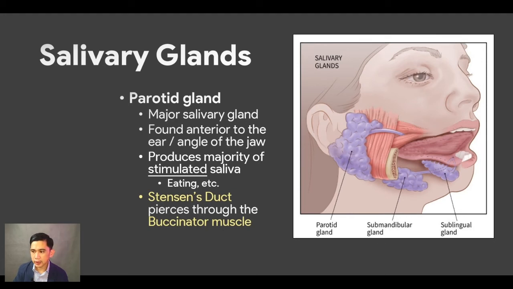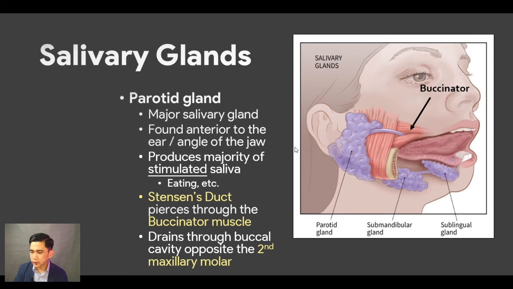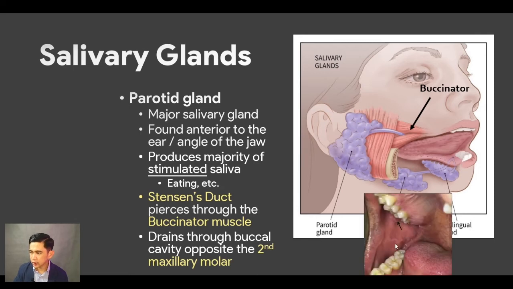The parotid gland produces saliva and it transports the saliva through the Stenson's duct. Okay, this is the Stenson's duct. The Stenson's duct carries the saliva inward into the mouth, piercing through the buccinator muscle. This is the buccinator muscle. So it pierces the buccinator muscle and drains through the buccal cavity. This is the buccal cavity, opposite the second maxillary molar. So here, you can see it here. So the saliva is produced in the parotid, goes inside the mouth and drains into the buccal cavity.